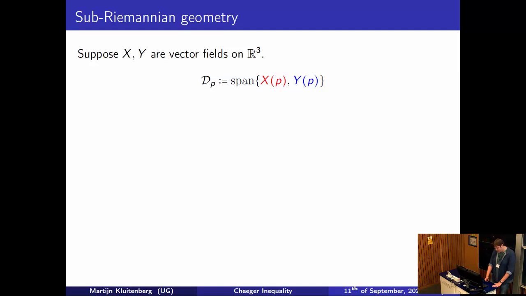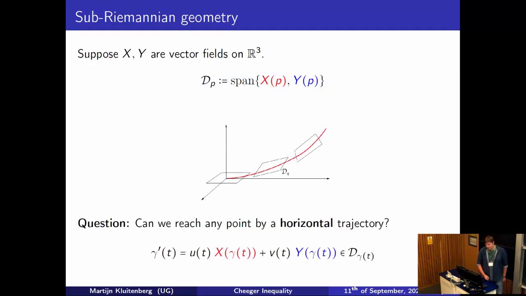And we ask a question. So let's suppose we are in a system which has constraints, and we're only allowed to move at each point in the direction generated by these two vector fields. So our curves gamma that we call horizontal, they satisfy an ODE where the components must at every point be in the distribution. U and V are control functions that we are allowed to choose. And the question is, is it possible to go from any point to any other point in such a way?